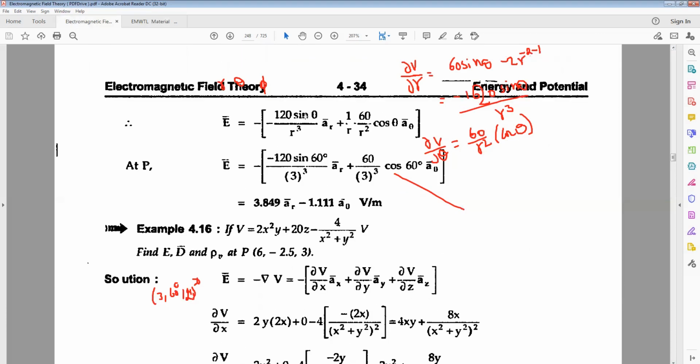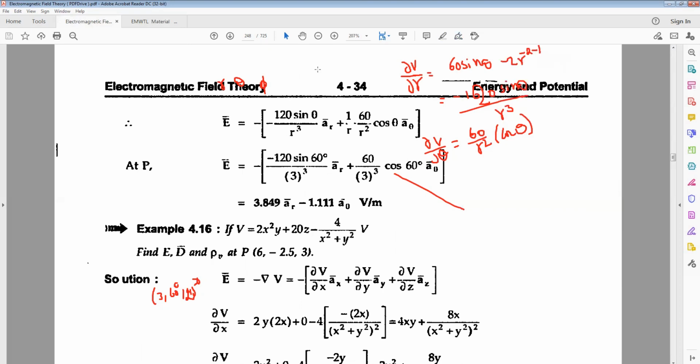So minus 120, sine 60 is root 3 by 2, and cos 60 is 1 by 2. Substitute these values and simplify. We'll get the A R bar coefficient as 3.849. And the A theta bar coefficient is given, but we got 1.111 volts per meter. Got it, my students?